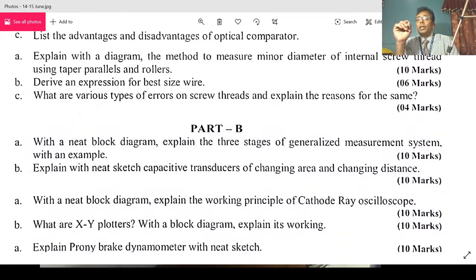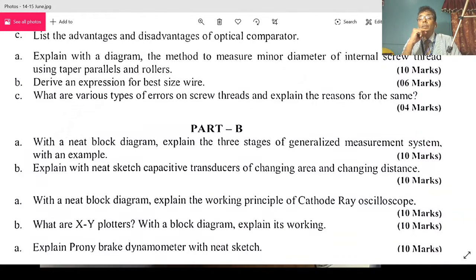Explain with the neat sketch the method to measure the minor diameter of the internal screw thread using taper parallels and rollers. Please let us discuss this during our discussion on the sine bars. Then we are going to discuss dial gauges, then calipers. There are some 2-3 topics that we need to discuss in Unit 5 comparators. There we will be taking up this question.